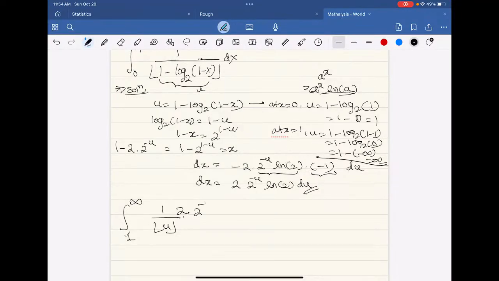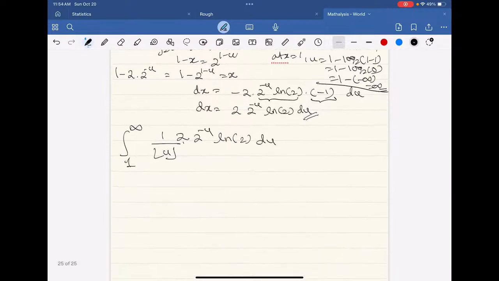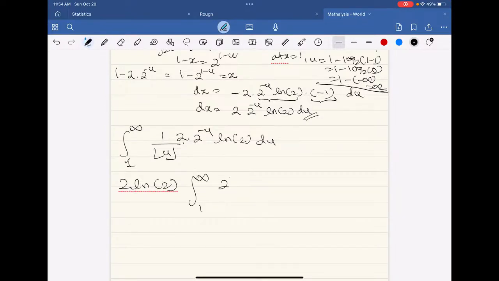1 to infinity, and over here we will have 1 by floor of u, and dx is 2 times 2 to the power minus u ln 2 du. I can definitely take this 2 ln 2 outside, and now this will be the integral from 1 to infinity of 2 to the power minus u by floor of u du.